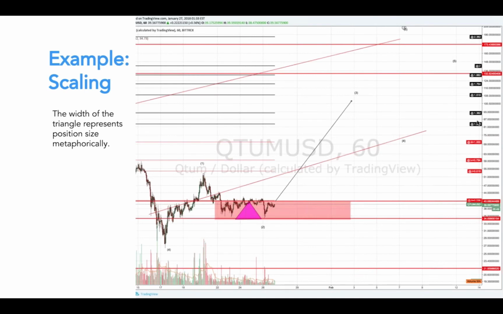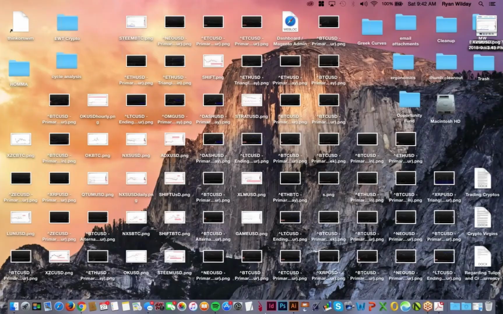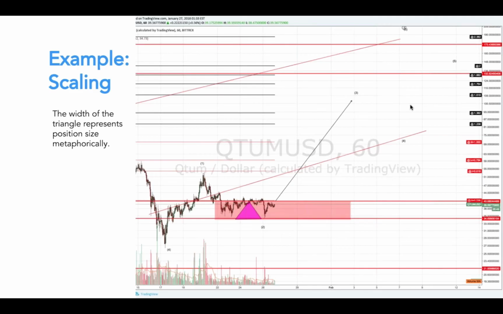Let's see. Without getting, let's try that. Jeez, the interface is funky.